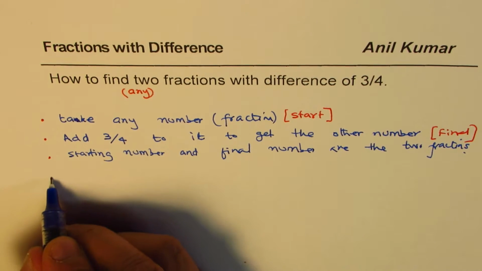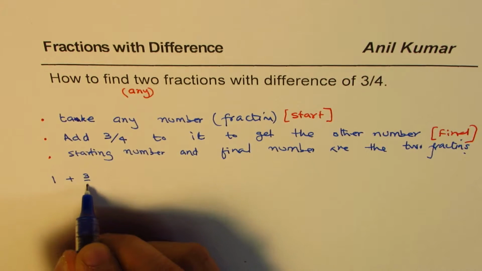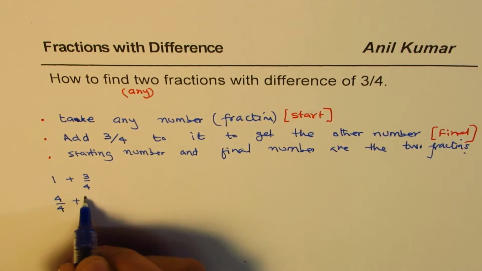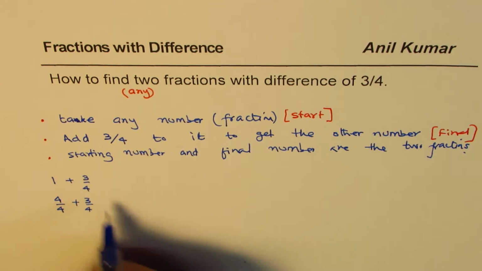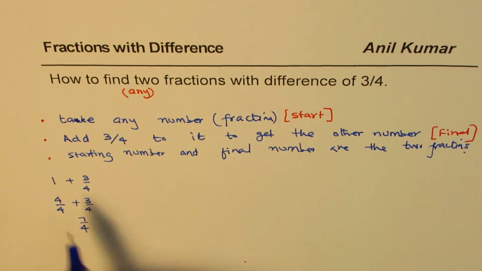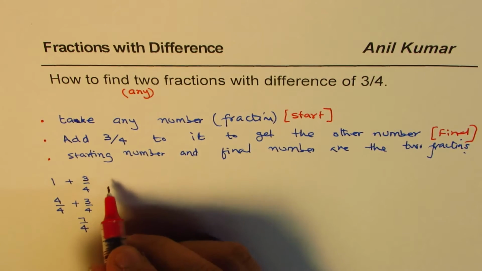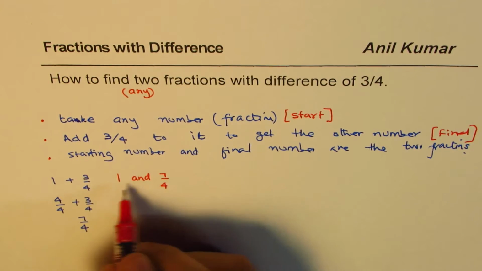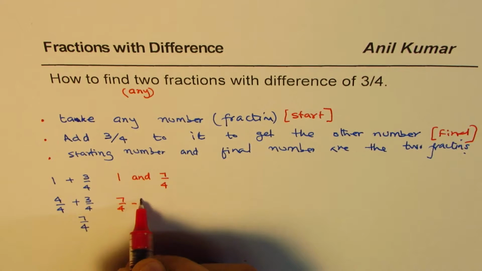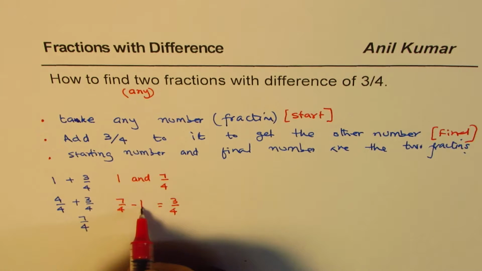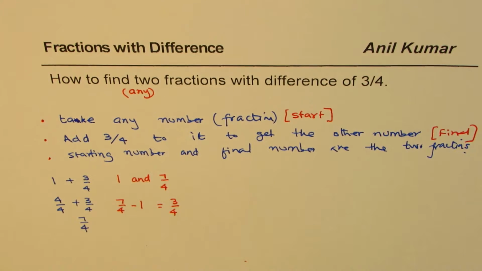So let us say we start at 1 and then we add 3 by 4. If I do that, 1 could be written as 4 over 4, right? Plus 3 over 4. And 4 plus 3 is 7. So we get 7 over 4. Is that okay? So the answers are 1 and 7 over 4. So the difference between them, that means 7 over 4 minus 1, is equal to 3 by 4. 1 could be written as 4 over 4, correct? So that is one way of doing it.